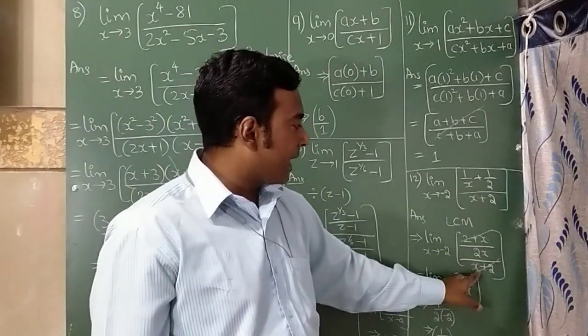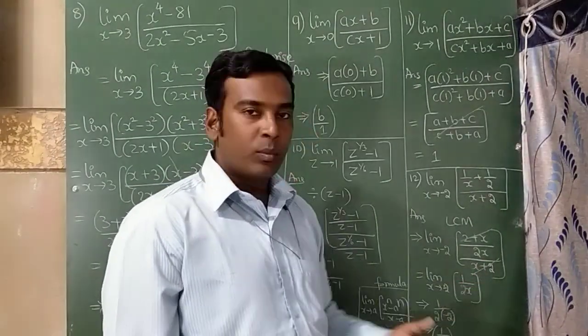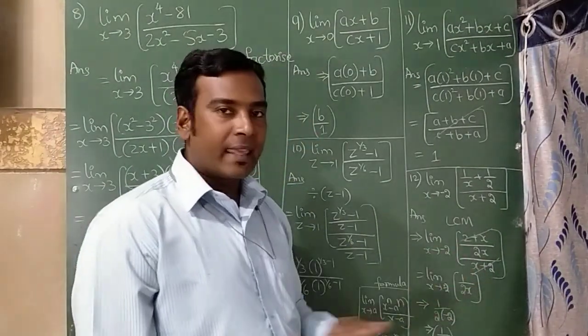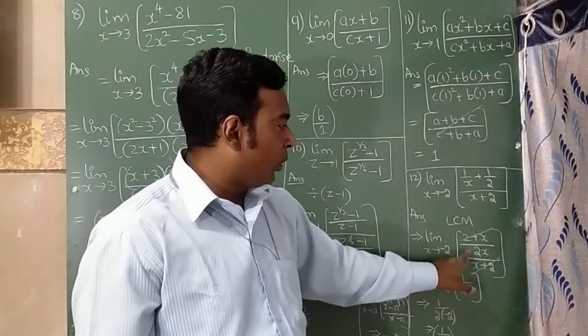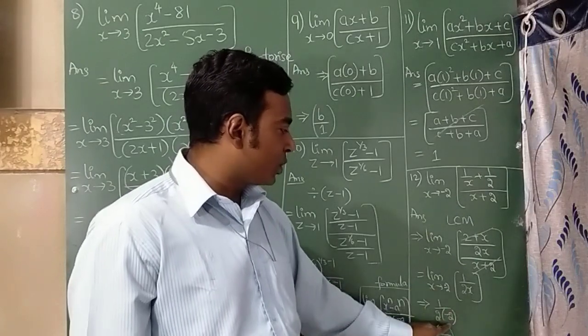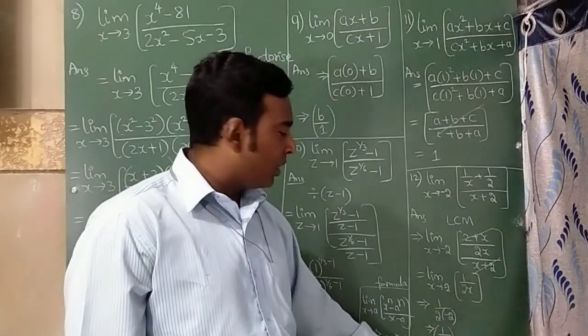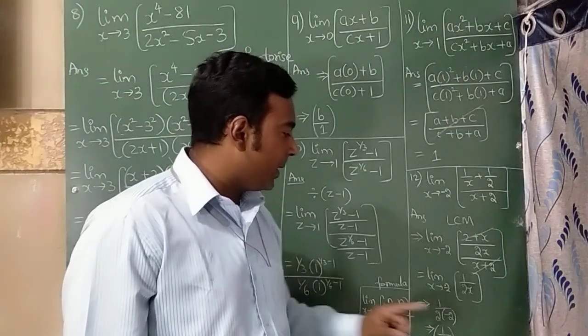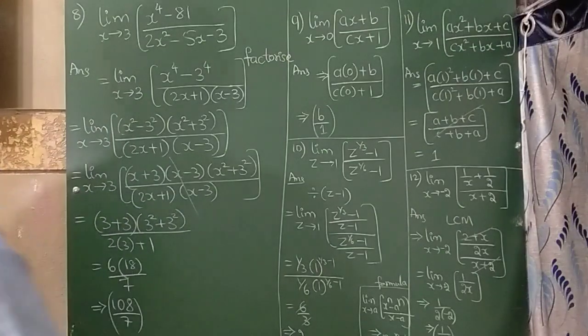Write this denominator part as it is. You can see 2 plus x and x plus 2, both are same. So both are cancelled. Fine. You are remained with 1 divided by 2x. Now substitute x value as minus 2 here. So 2 twos are 4. Minus remains here. So the final answer is 1 divided by minus 4. Let's move on to the next sum.